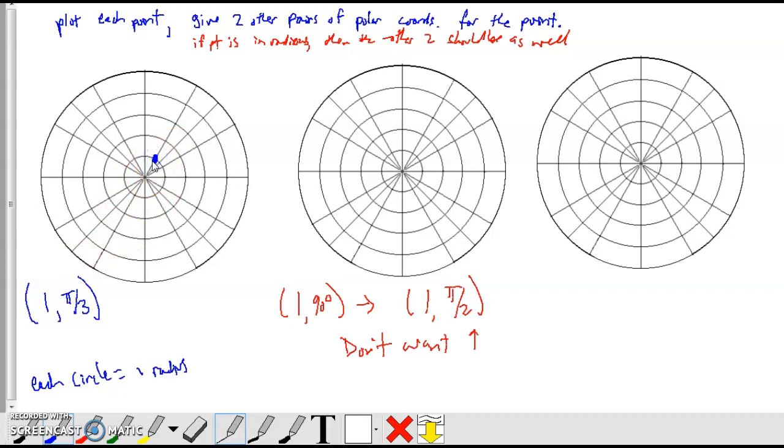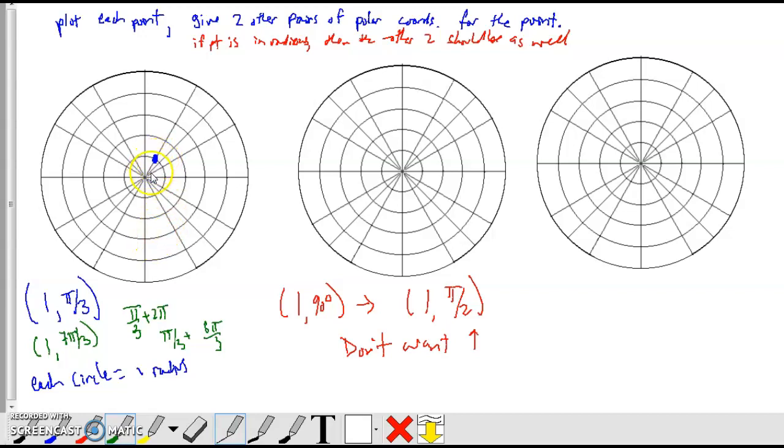I have plotted it. Okay, I want another point. So what I could do is, if I'm going to go around the whole unit circle, I can say pi over 3 plus 2 pi, or aka pi over 3 plus 6 pi over 3. That means that another point would be 1 comma 7 pi over 3. So again, I just went around the whole circle and then added another pi over 3.